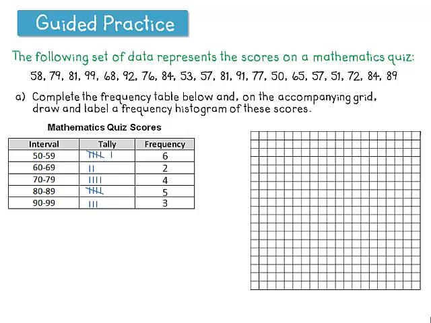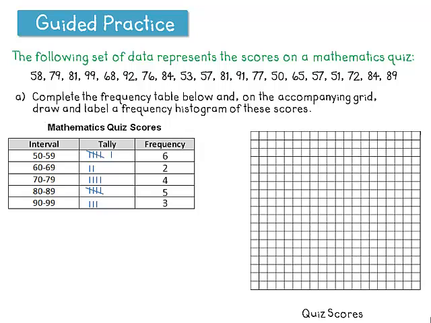It says draw and label. So the first thing I want to do is label. And looking down at my x-axis, I know that my x-axis has to be the intervals. So the intervals from 50 to 59 all the way up to 90 to 99 have to be written there. I'm not going to label it interval, I'm going to label it quiz scores because that's really what those numbers represent. Then along my y-axis, that's the frequency.